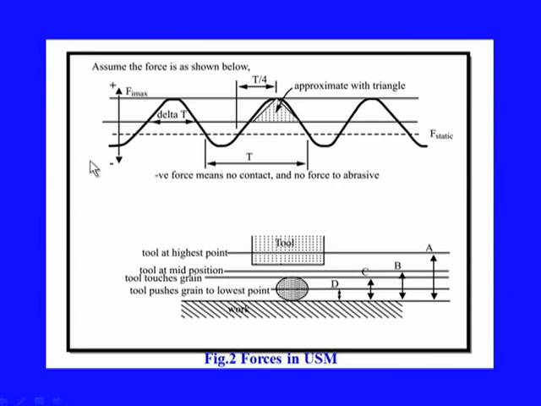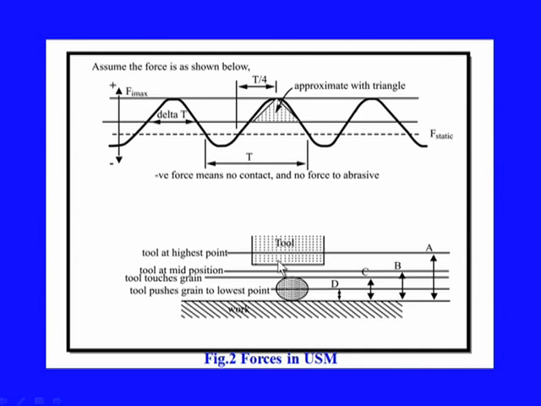So, this is how the variation of the force will take place. Here the force will be maximum and this will move from maximum to minimum, and this is the delta t, and this will be approximated with a triangular shape.